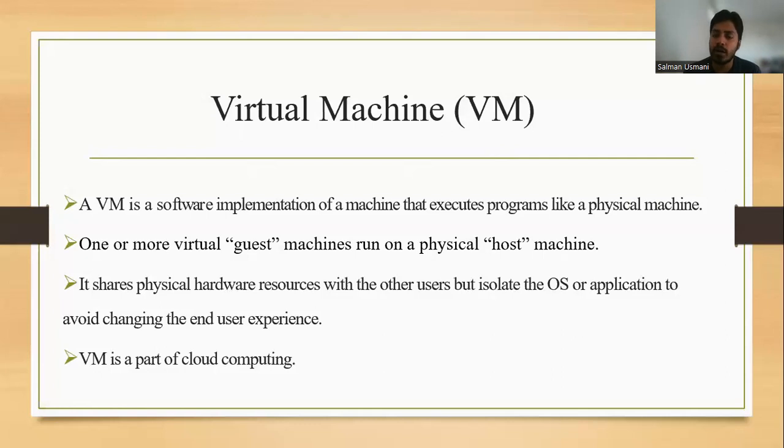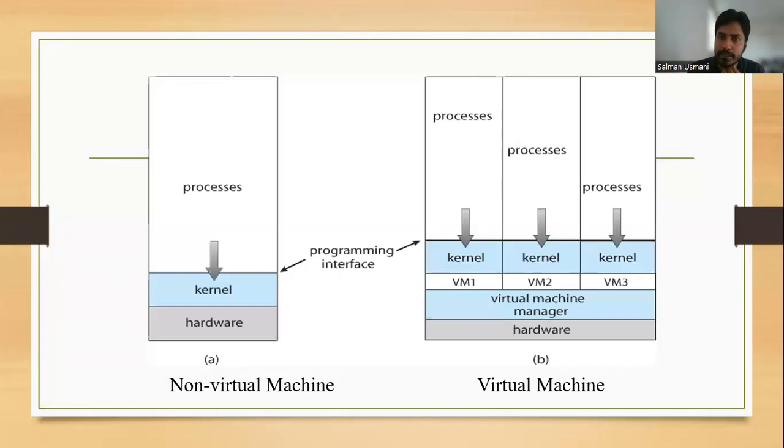So that is all about the virtual machine. And whatever I have said is easily understandable by this figure. Here you see this is your non-virtual machine, a simple machine. You have hardware, and each operating system comes with its own kernel. The kernel is a software implementation that executes the programs. That is the main component of any operating system. So each operating system has its own kernel.